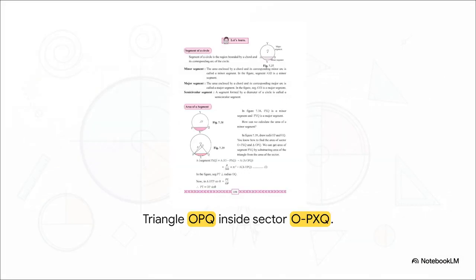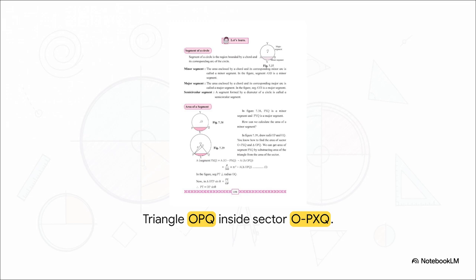I'd like you to carefully observe the figure shown here. See that center point O? From O, we've drawn two straight radii, OP and OQ, going right down to the edges of our chord PQ. By doing this, we've essentially sliced out a large piece of the circle, almost like a slice of pizza. We call this whole slice a sector, named OPXQ.